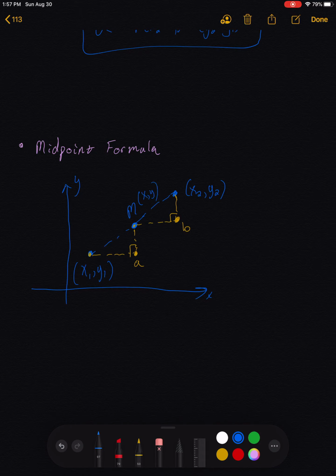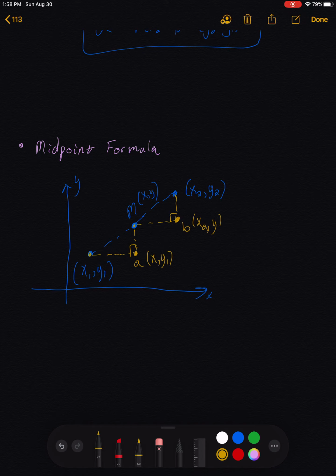Okay, so if we look at the coordinates of the points A and B here, A is at the same height as our point x1, y1, so it's got a y-coordinate of y1, and it's at the same horizontal position as point M. So that means A would have to have, and I'll put these back in yellow, coordinates x is x, y is y1. B would have coordinates, so it's at the same height as the midpoint, so it's got coordinate y, and its x coordinate, it's the same horizontal position as x2, y2, so it's got an x coordinate of x2.